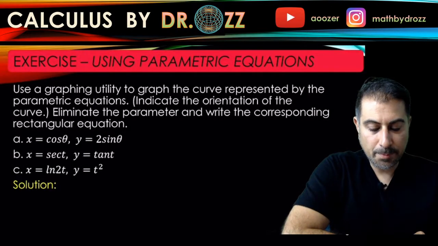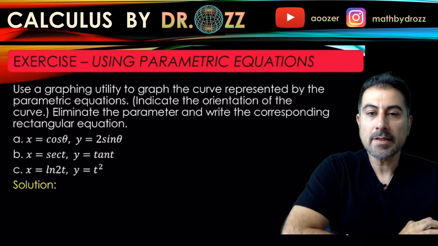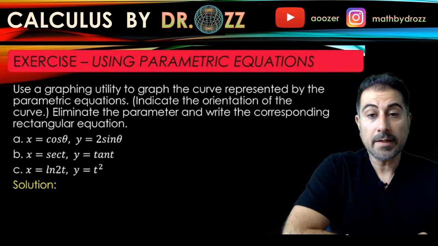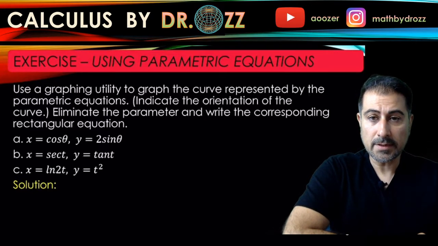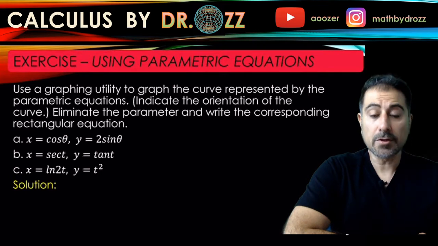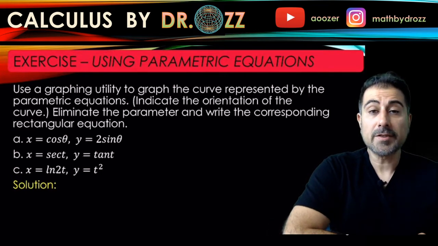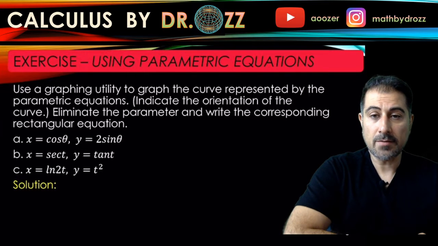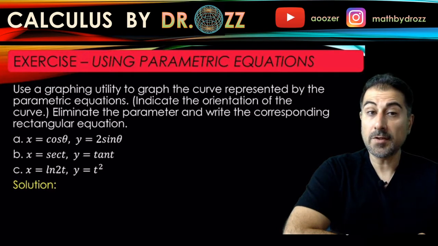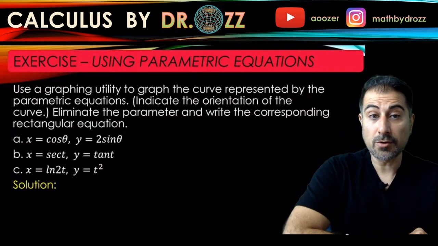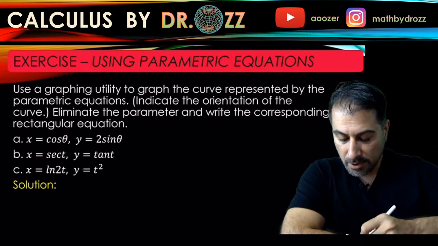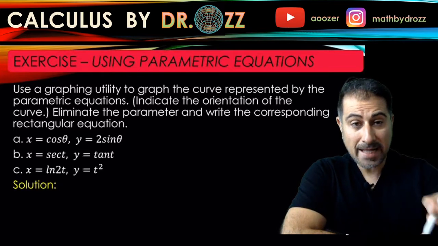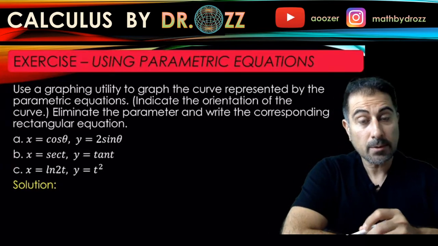All right, let's start with part A. We have x equals cosine theta and y equals 2 sine theta. Theta is a parameter, and these are all trig functions. The first thing to do in the list is to graph the curve, so please have your TI-84 ready for that purpose. You can pause the video at this moment and graph it. Remember that you have to indicate the orientation of the curve, because parametric curves come with direction. Let me show you what I did, and then please match this to what you are doing on your side.